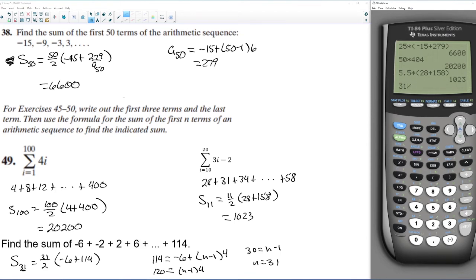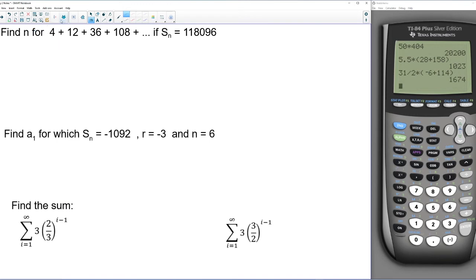31 divided by 2 times -6 plus 114. We have 1,674.